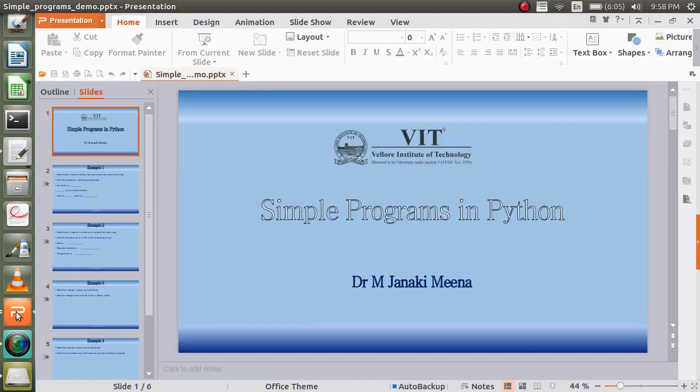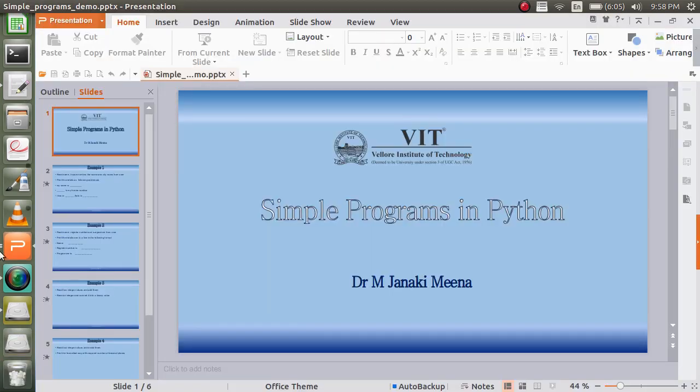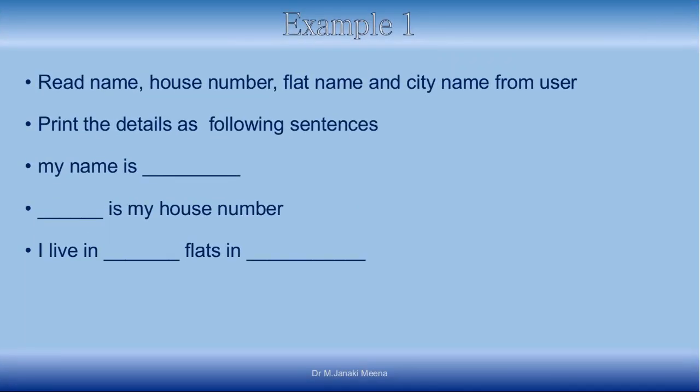So what will be the first program that we will be doing in this course? Read your name, house number, flat name and city name. You are going to read 4 inputs from the user: the name of the user, house number, flat name and city name, and you are going to print the details as the following sentences. The first sentence should be "My name is", followed by the name entered by the user. The second sentence should display the house number value you got from the user, followed by "is my house number". Then the third sentence should be "I live in" dash.